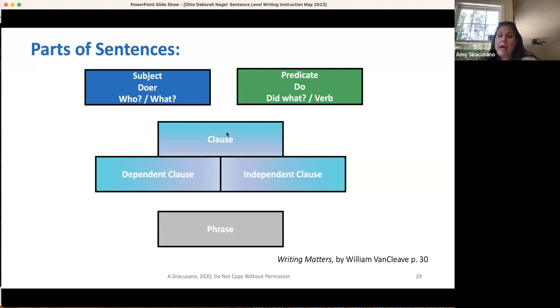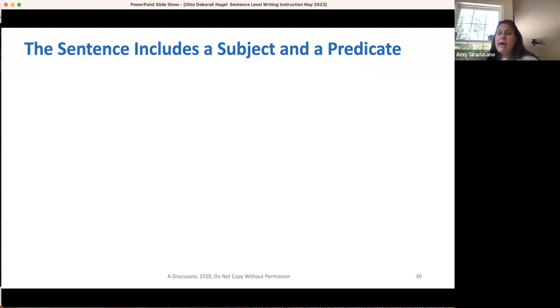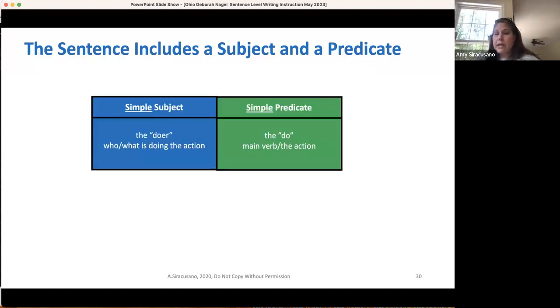We have to, by third grade, start teaching kids about clauses and phrases. And we need kids in third grade to know about a dependent and an independent clause, because if they don't, they cannot formulate and understand how to formulate complex sentences. So that's a critical piece. But again, you need to look at your standards for that.